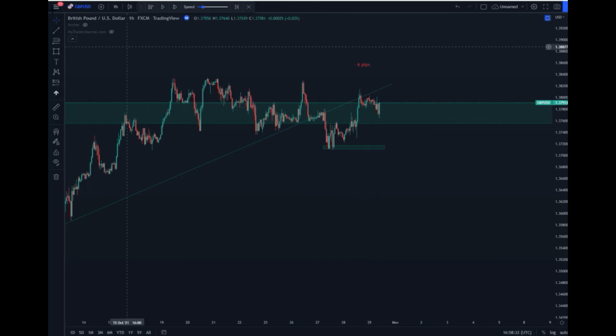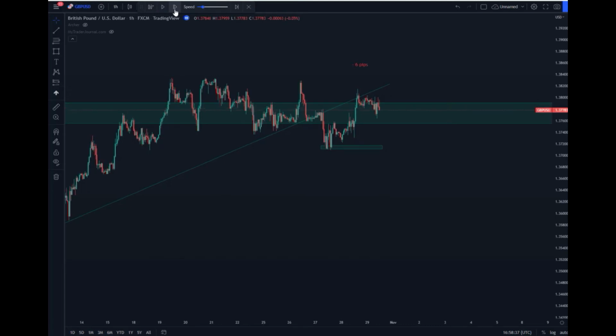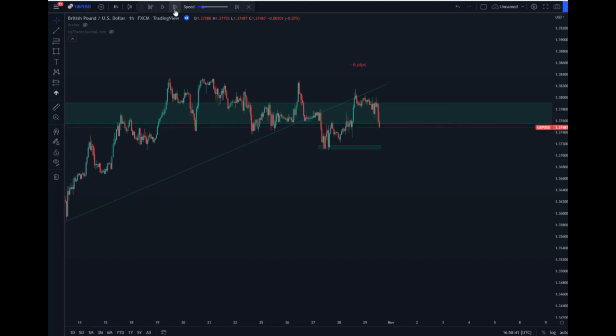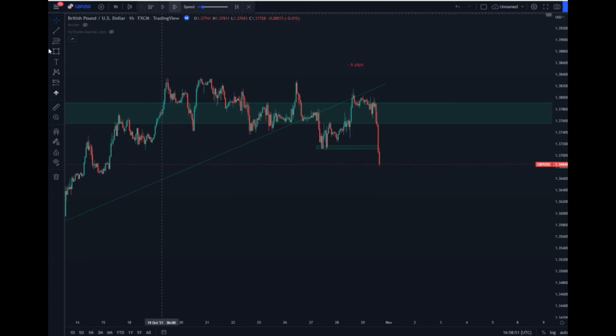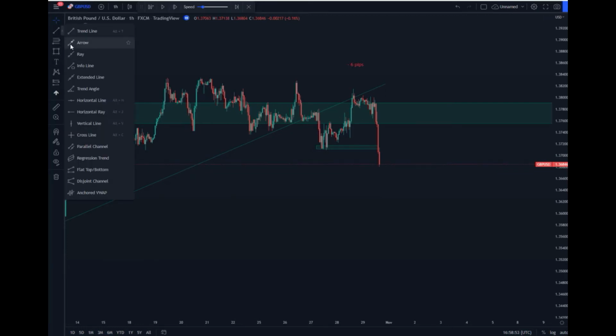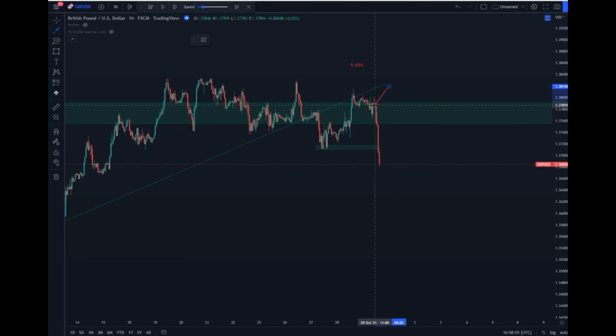I want to make sure we catch this perfectly. Oh, there you go. That's a big one. Anyways, it doesn't matter. We just keep going. So now this is the break of the structure that I identified. We're just gonna keep looking. So we missed this entry here, but let's be fair. I'm just gonna wait for price to bounce back here, and then we look for another trade. All right, let's just keep moving.